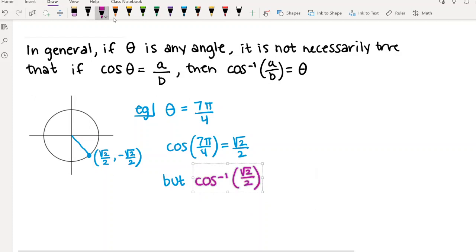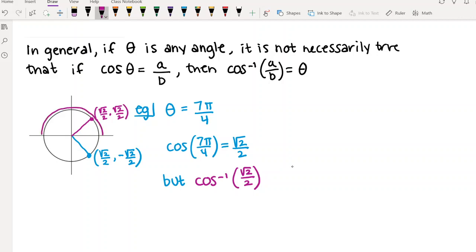Okay, I'm just going to change that color. So inverse cosine of root 2 over 2 would be equal to pi over 4, right? Because that's the angle that also has an x coordinate of root 2 over 2, but it's also in the right part of the unit circle. Because when we're talking about inverse cosine, we're looking for angles that are in that part of the unit circle.